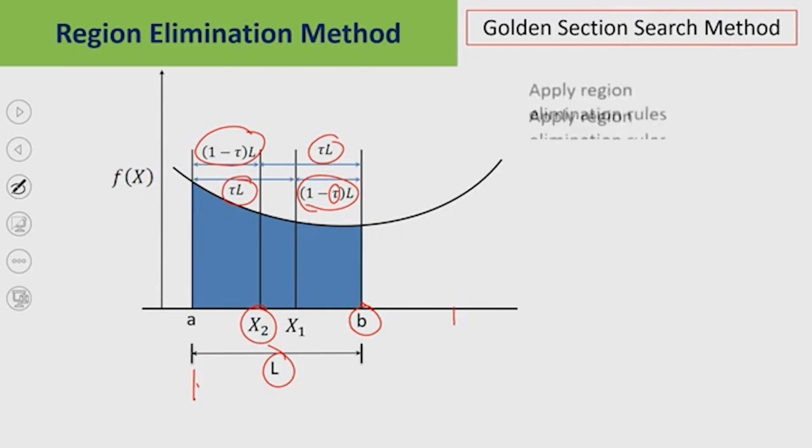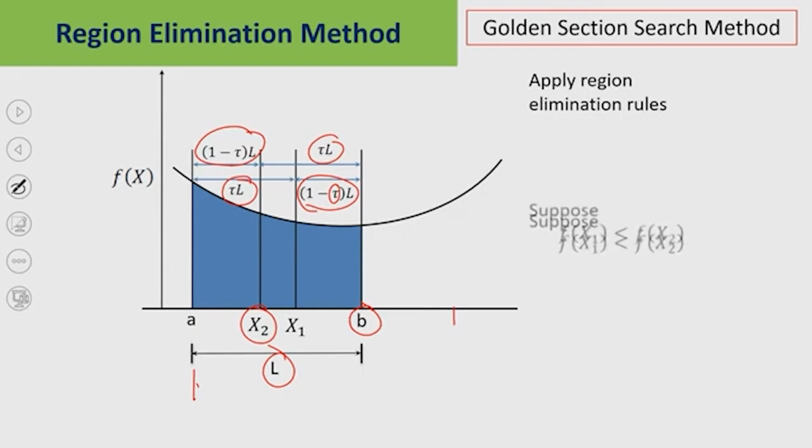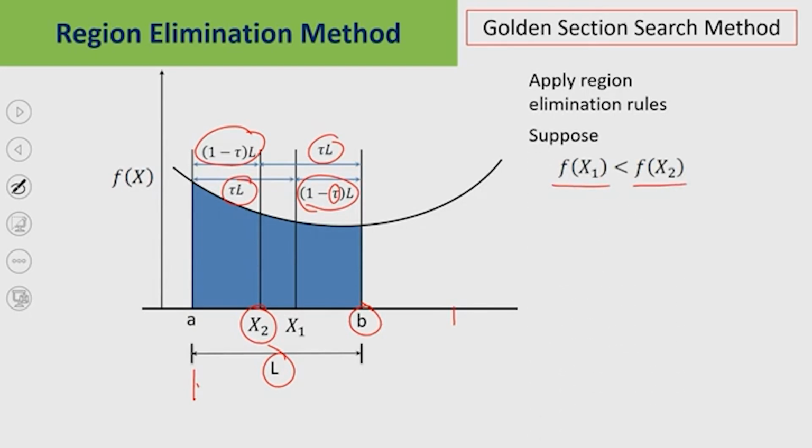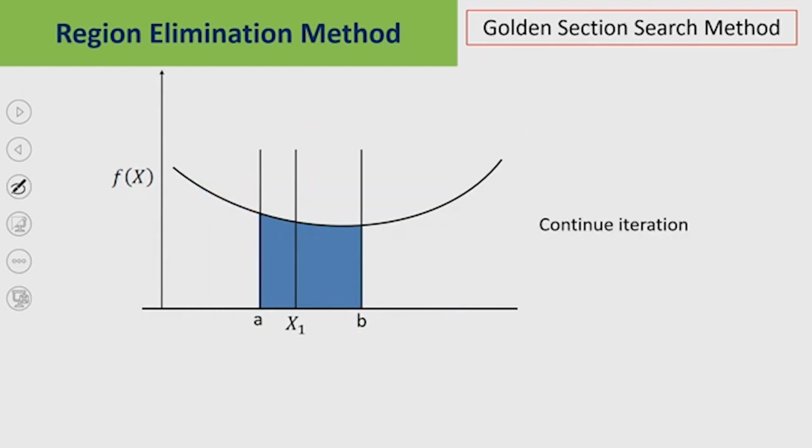Now, again I will apply the region elimination rules, and suppose in this case f of x 1 is less than f of x 2. So, that means f of x 2 is greater than f of x 1, that means this region can be eliminated. Okay. So, I am getting now new A B, and this will be your new L.